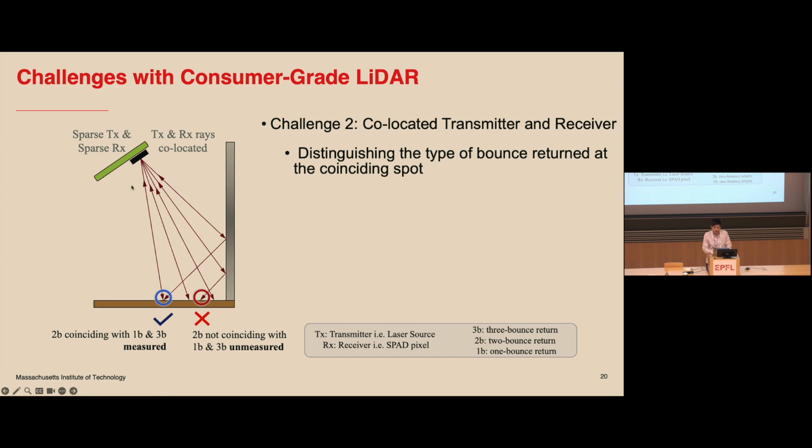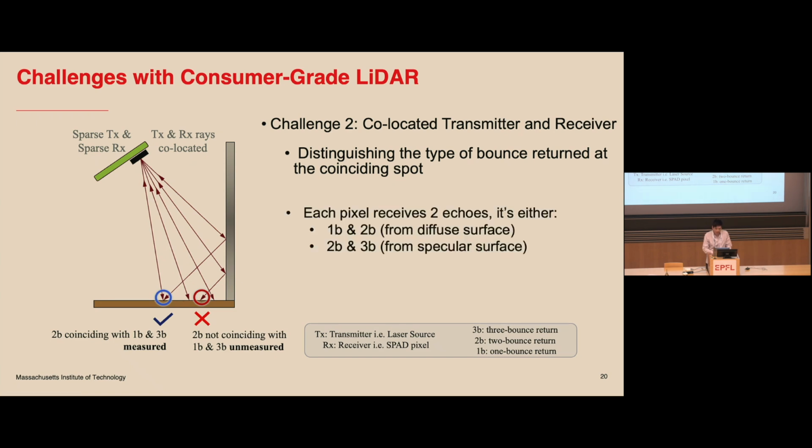The second challenge is that our sensor has a collated transmitter and receiver. This means that the number of receiving pixels is the same as the number of emitting beams, so the receiving direction only occurs along the emitting direction at the coinciding spot. In our device, there is no measurement at the non-coinciding spot. At the coinciding spot, each pixel in our device can detect two echoes, so we can only know one of the two echoes.